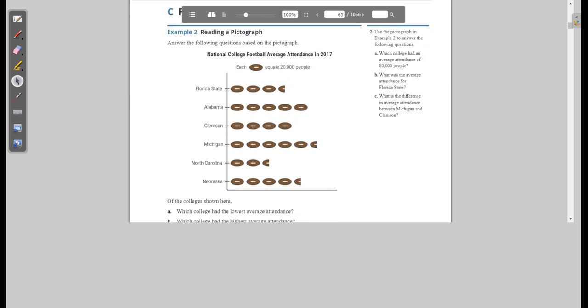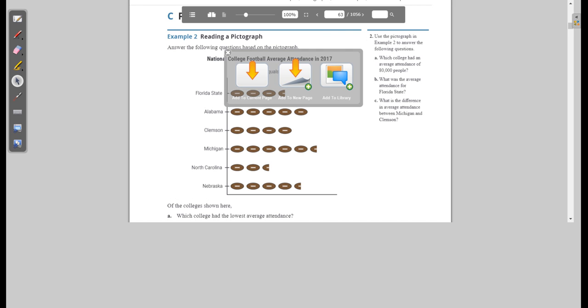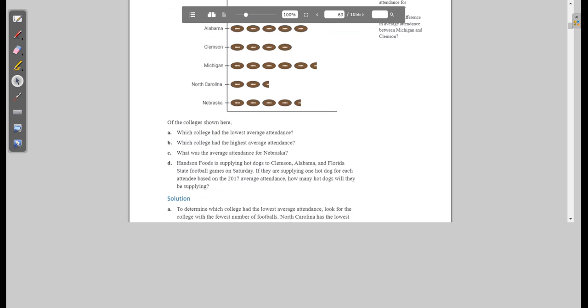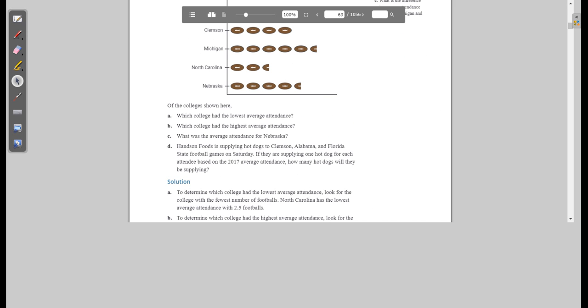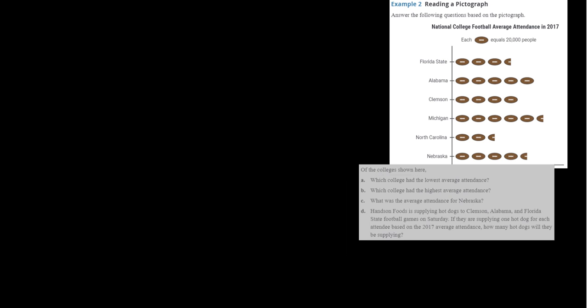Next up, we're going to have a pictograph, and we said that pictographs usually have a picture relating to what we're talking about. And of course, we see this with a football. Alrighty, so let's begin with A. Actually, let's not begin with A. Let's look at the chart real fast, right? We have everything clearly marked. We have the colleges as well as each football equating to 20,000 people, and this is for the National College Football Average Attendance in 2017.